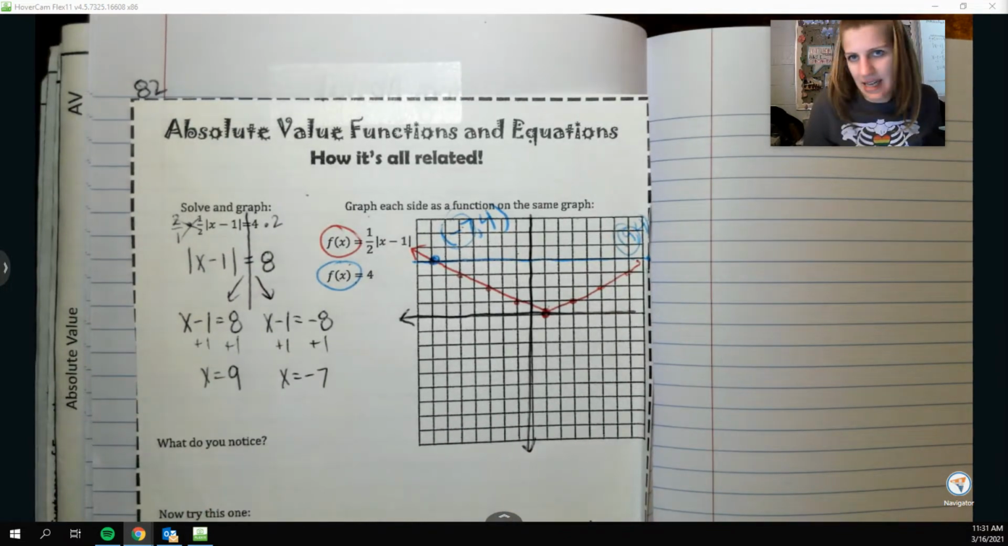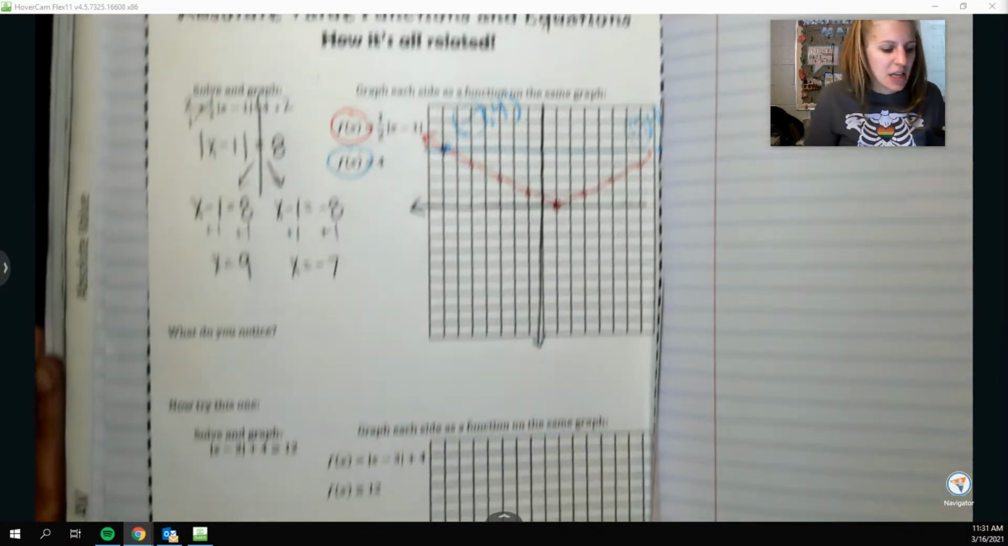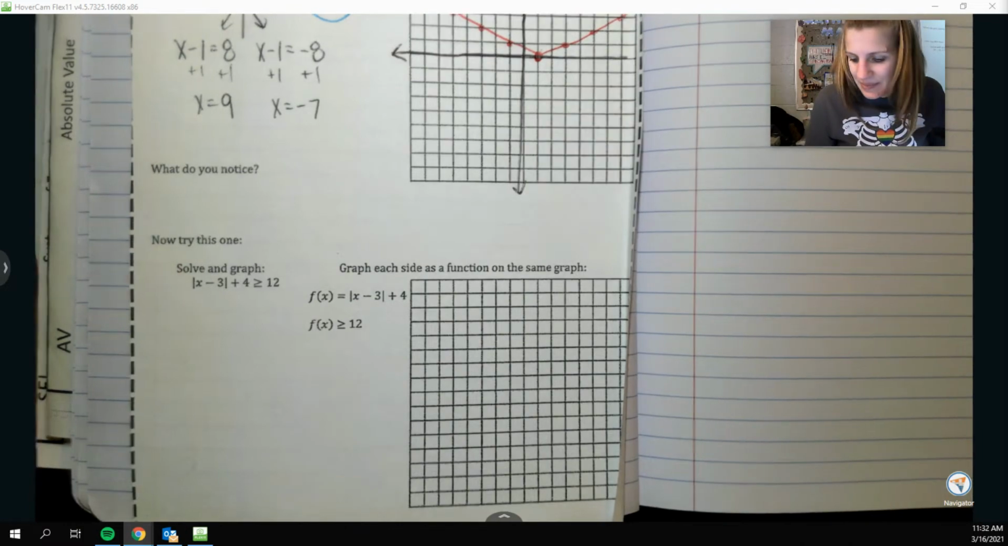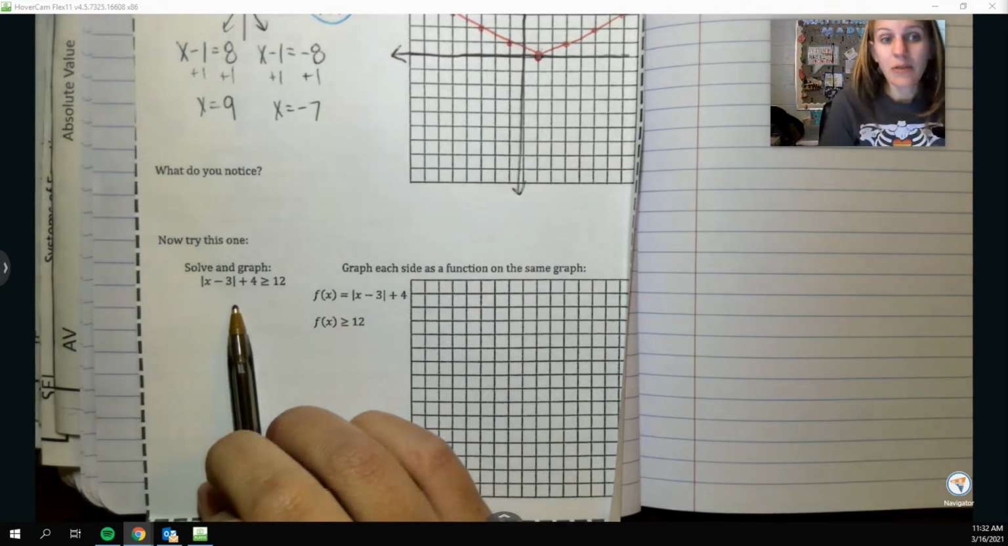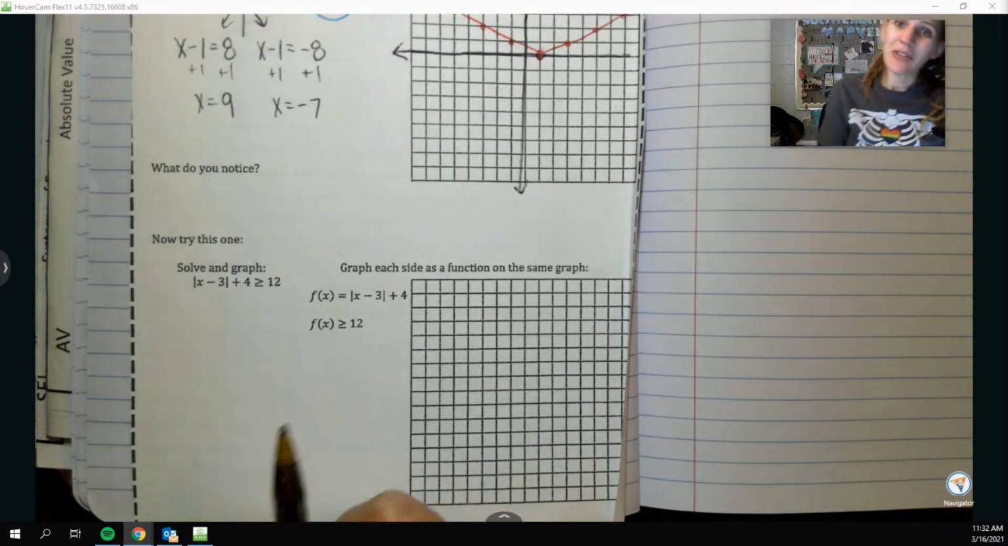What do you notice? They're the same. Like, we don't have to answer that. So let's try one more that's a little different. Okay, so I can solve over here, or I can graph over here. I'm going to graph first this time.